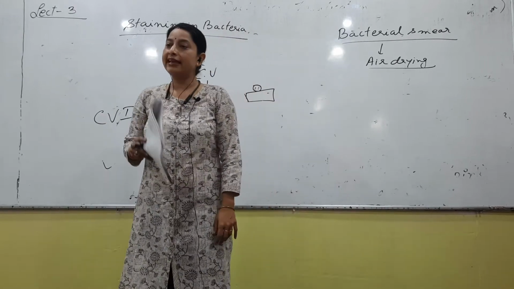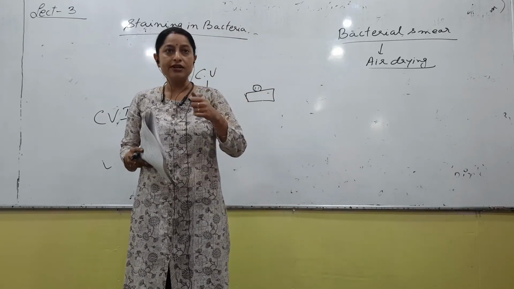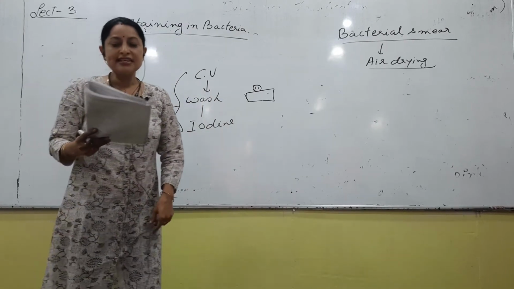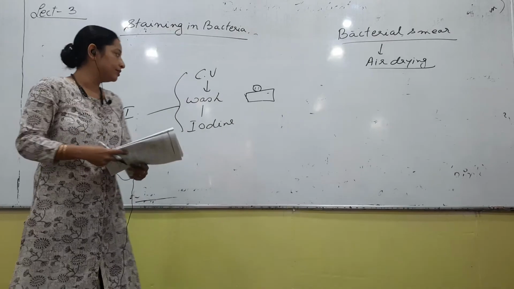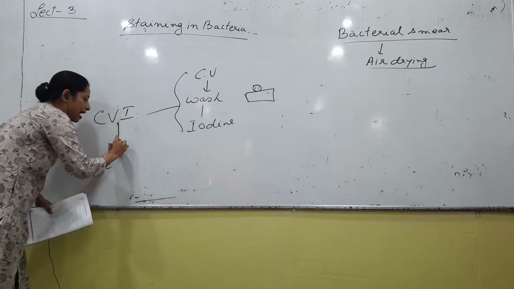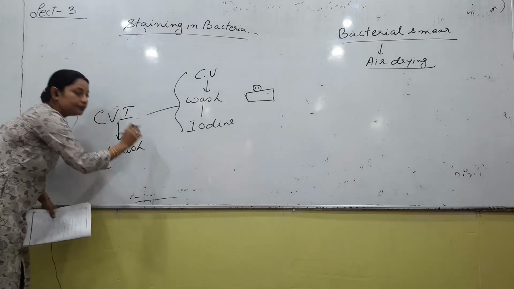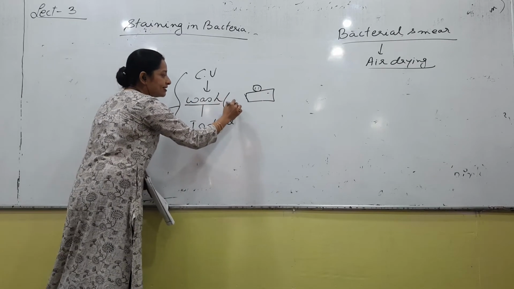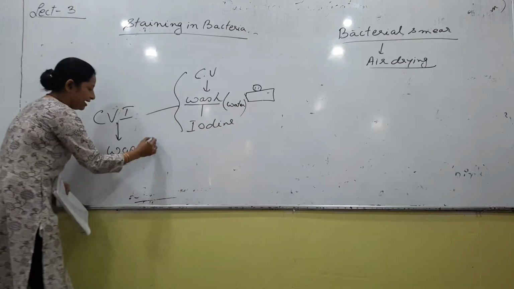So a question might be asked: to form the CVI complex, what do you do? You have to stain the bacteria in two colors. First is always crystal violet, second is the iodine, right? Once the CVI complex is formed, what do we do next? Wash, right? What is important? What do we wash with here? Water. What do we wash with here?